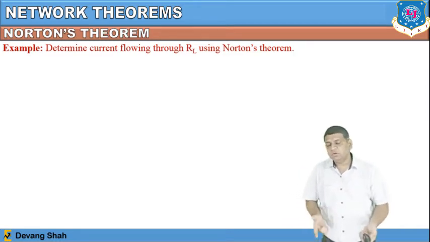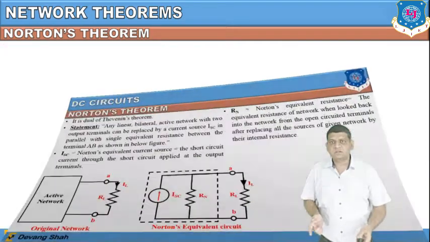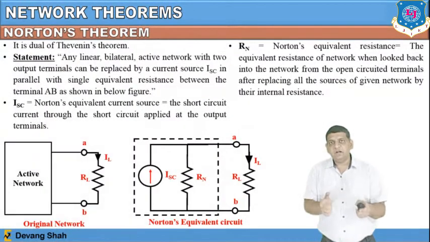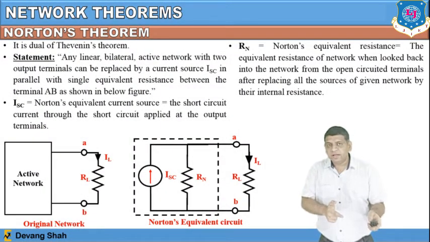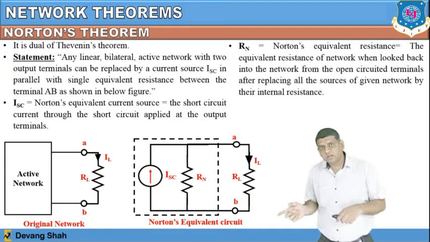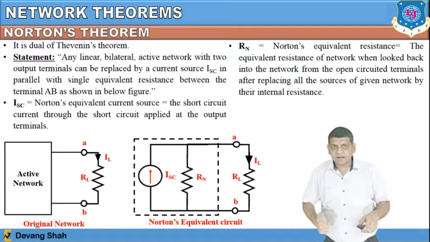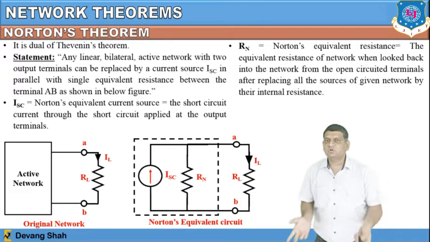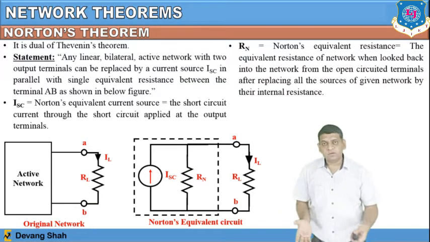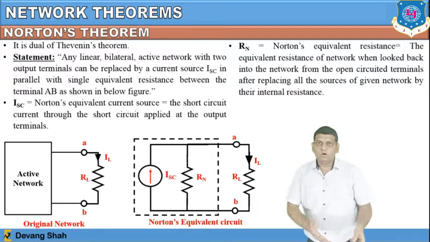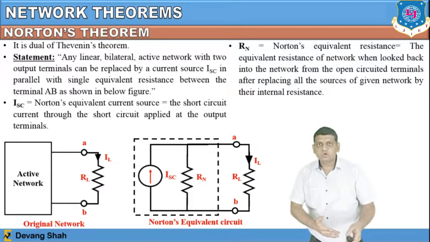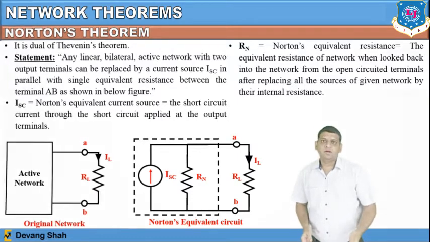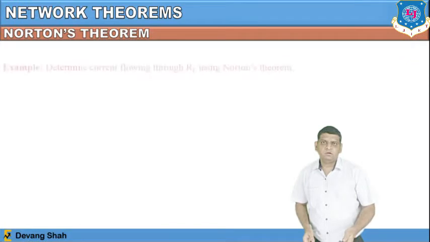So here the equation you have to follow is for IL, right? If you see our previous design, you can find the value of IL using the current divider rule, that is equal to the opposite branch resistance, which is Rn, divided by Rn plus RL, into the total flowing current, which is called ISC. So again I am going to repeat the equation: IL is equal to Rn divided by Rn plus RL, into ISC, right? That way you can find the load current.